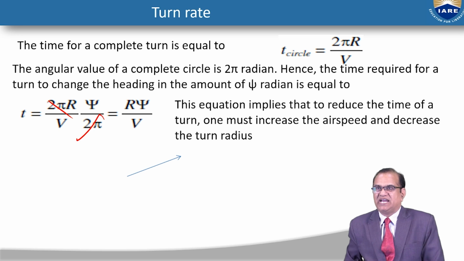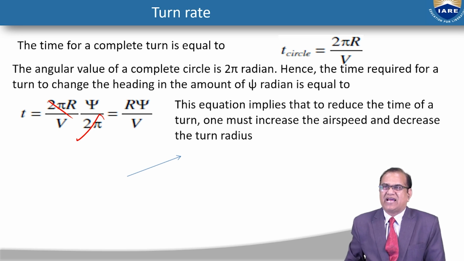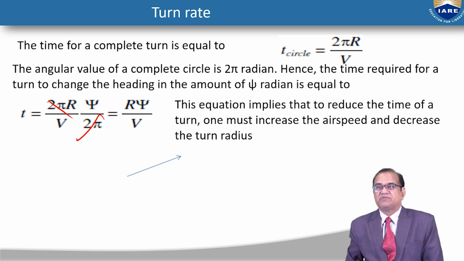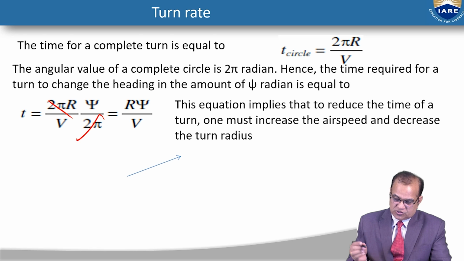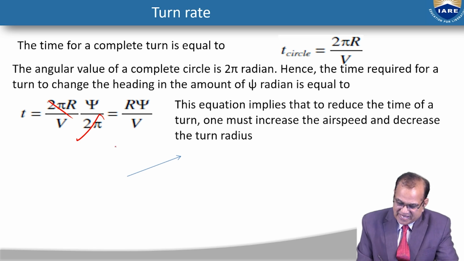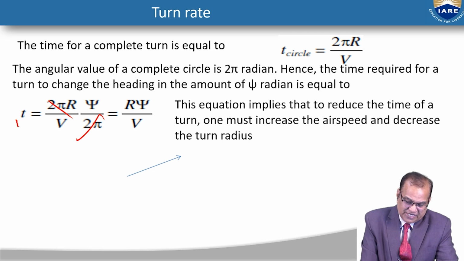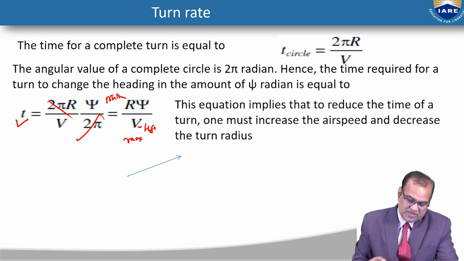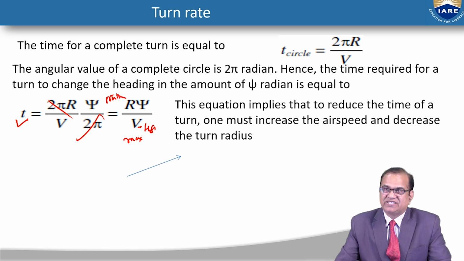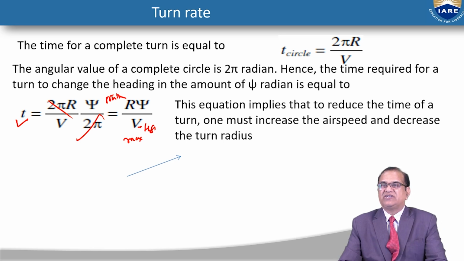This equation implies that to reduce the time of a turn, one must increase the airspeed and decrease the turn radius. So in this case, if you want to reduce this time T, the velocity should be high or maximum, and this radius should be minimum. So this equation implies that to reduce the time of a turn, one must increase the airspeed and decrease the turn radius.